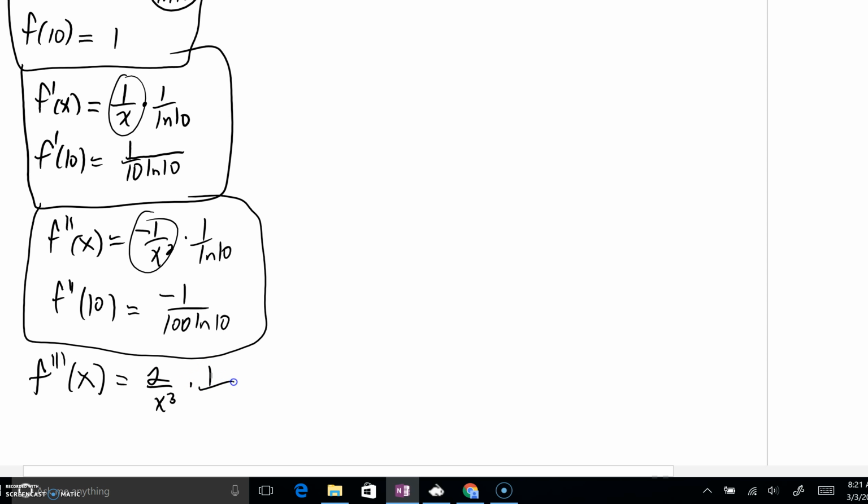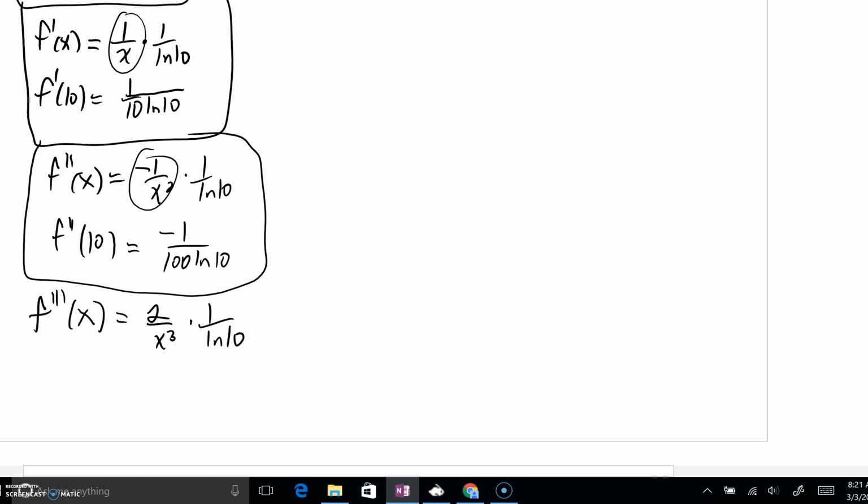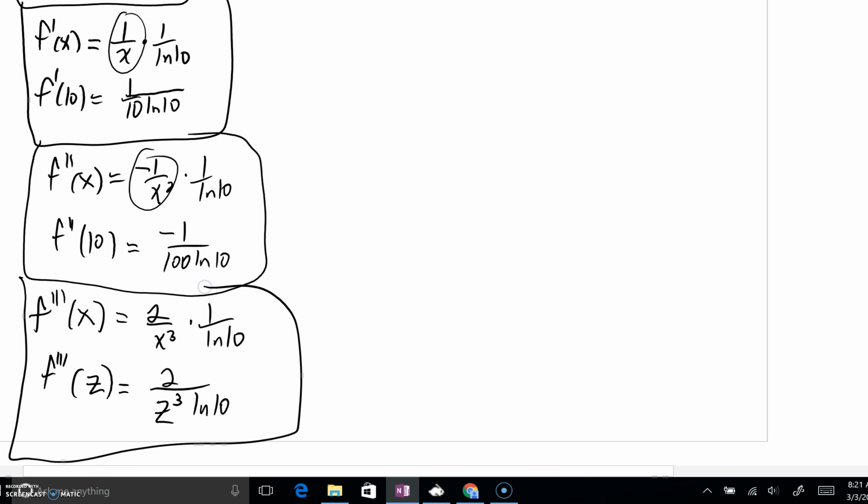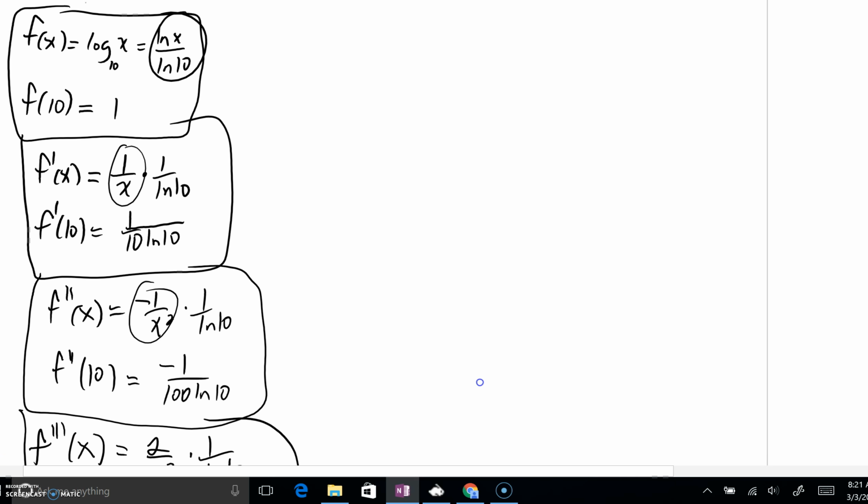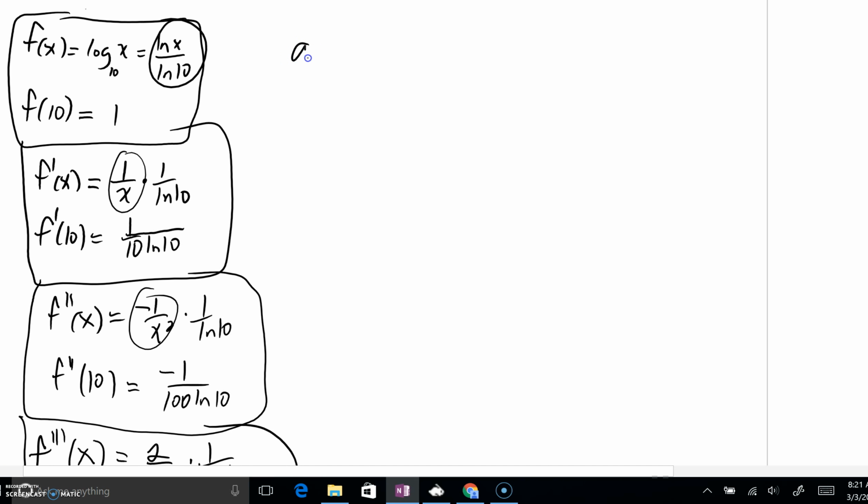By the way, you still have this little constant of 1 over the natural log of 10. By the way, here is where you don't plug in your 10. Remember, we plug in that very obscure and abstract concept of z. So, we're asked to make our polynomial, and that's for part A.